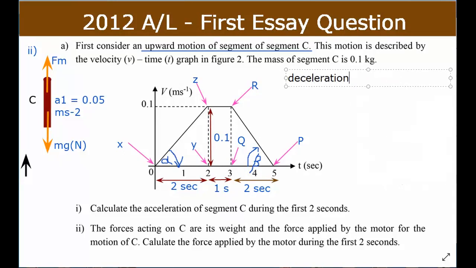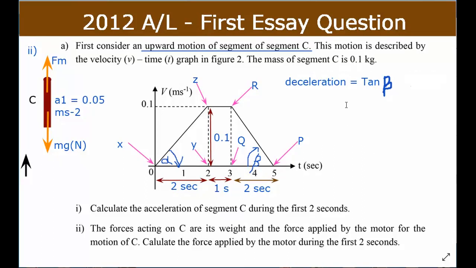You have to find it from the PQR triangle. So deceleration equals tan beta. Write it here, quick. Deceleration equals tan beta. I have written beta in very big size.